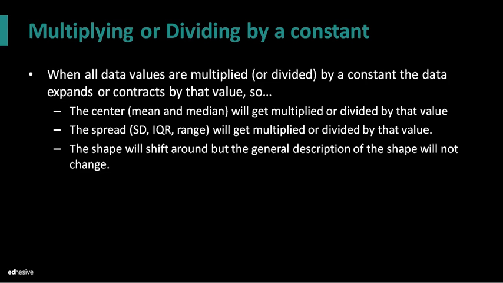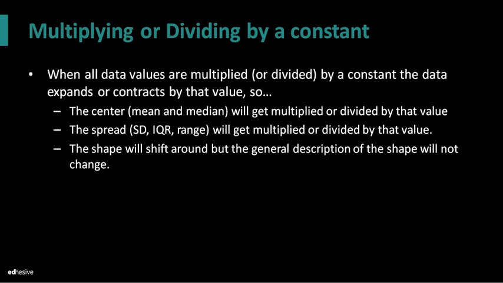But when you are expanding or contracting your data, you are affecting the spread of it. It's definitely, again, expanding or contracting. So the spread, standard deviation, IQR, and range, they will also get multiplied by that value. So all you kind of have to think about here is multiplication or division affects everybody. Mean, median, standard deviation, IQR, range, they all get affected by multiplication or division. Now, the shape will shift around, but the general description of the shape will not change.